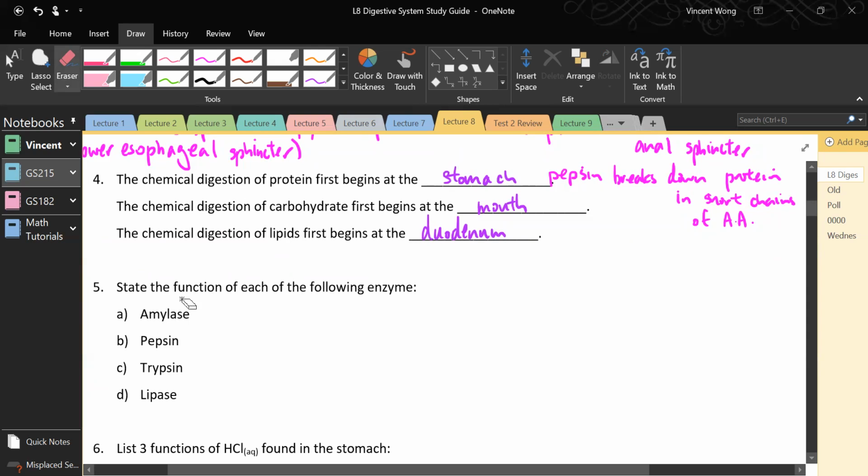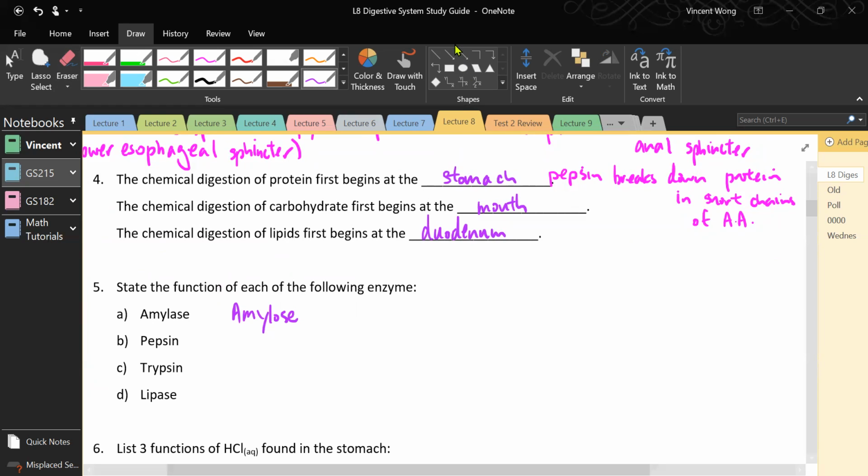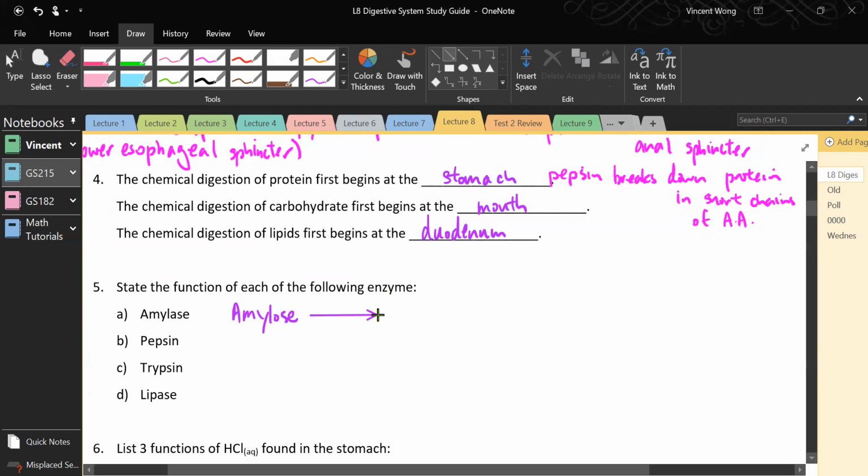Next question, state the function of each of the following enzymes. Okay, so amylase. Amylase is found in saliva as well as the pancreatic juice. What it does, it takes amylose, which is the sugar, a long chain of glucose connected together, and breaks it down into maltose, maybe a little bit of glucose, as well as some oligosaccharide.